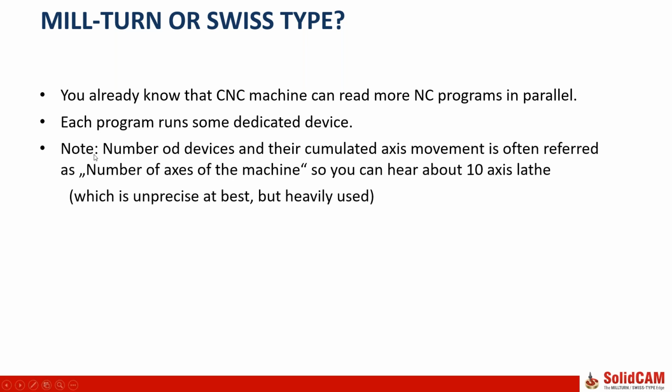Here, an important note: the number of devices and their axis movement is often referred to as the number of axes of the machine. So you can hear about a 10 axis lathe. This is at best very imprecise, but it's heavily used. We have 12 axis lathes. Oh, no, they have not. We usually deal with 5-axis machines, and this is technically precise. 10 axis means they have more devices, and each device has some number of axes. But it doesn't mean that there are 10 axes of freedom.